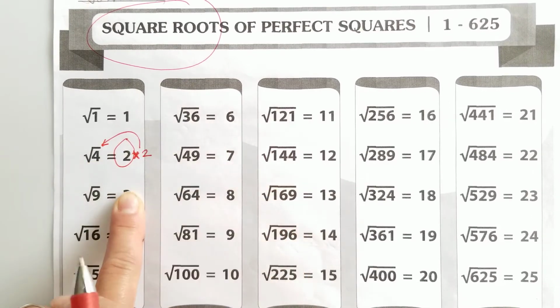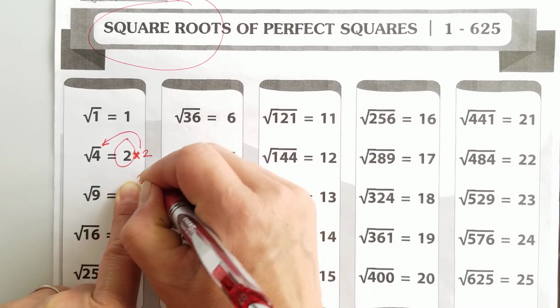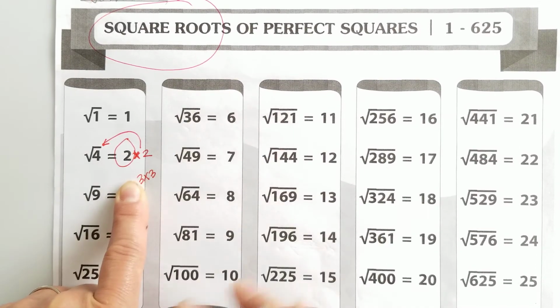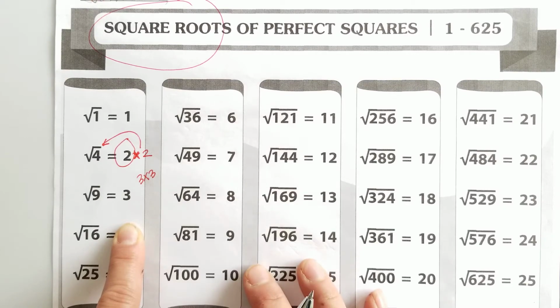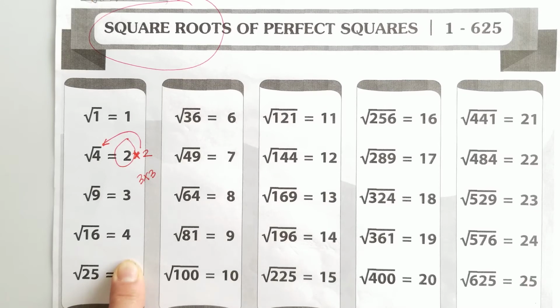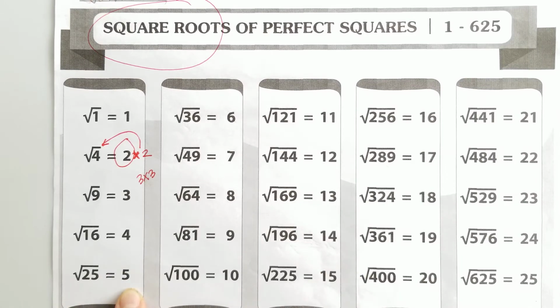How about the square root of 9? What number when multiplied by itself gives you 9? That's 3, right? So 3 times 3 is 9. How about 16? What number when multiplied times itself gives you 16? 4. And how about 25? There's one number that exists when multiplied by itself gives you 25. So the square root of 25 is 5.